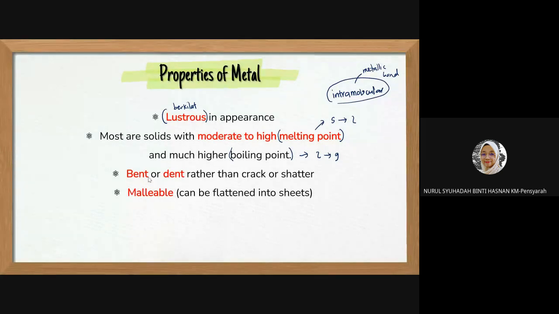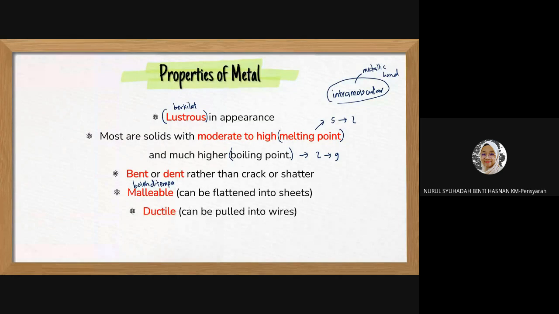Kemudian it's malleable. So malleable dekat sini kita kata dia boleh ditempa. Okay. Jadi kita boleh jadikan dia flatten into sheet. Okay, so kita boleh ketuk kita punya metal tu dan kita boleh buat di dalam bentuk macam sheet lah. Sheet maksudnya macam helaian macam tu. Okay, so that it can be used in many, kini kita boleh gunakan dalam many electrical appliances.